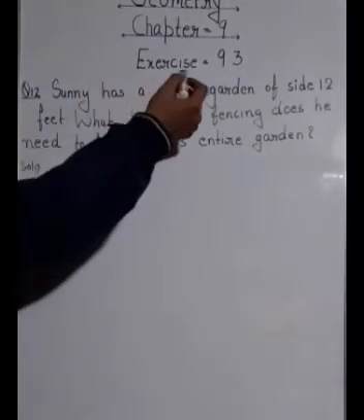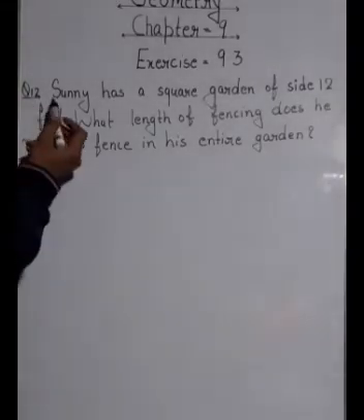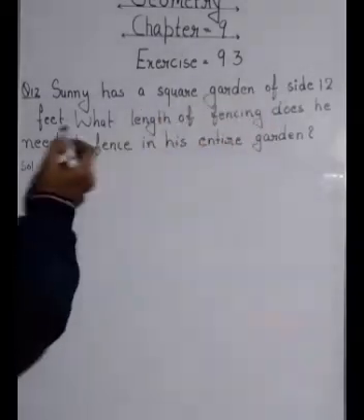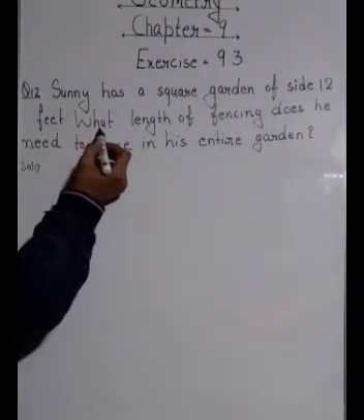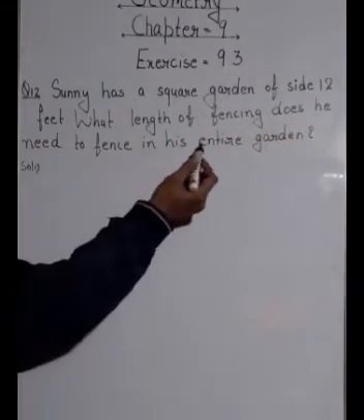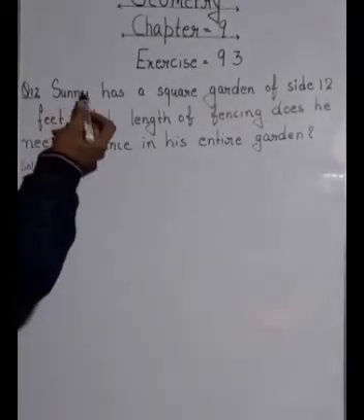Next we will do some questions from your exercise 9.3. So we are doing your question number 12. Now what is your question number 12? Sunny has a square garden of side 12 feet. What length of fencing does he need to fence in his entire garden? Okay, there is a boy named Sunny.